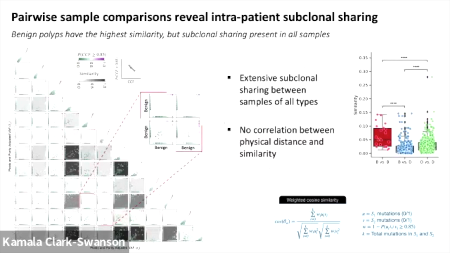The similarity metric that we're using is the weighted cosine similarity, where we're weighting by the probability of existing as a clonal mutation. So if you have really high subclonal shared mutations, you're going to end up with a really high similarity score. But what we see is that the benign samples tend to exhibit a higher degree of sharing, while benign versus dysplastic, and dysplasia samples against one another, still exhibit sharing, but much less than our benign samples.